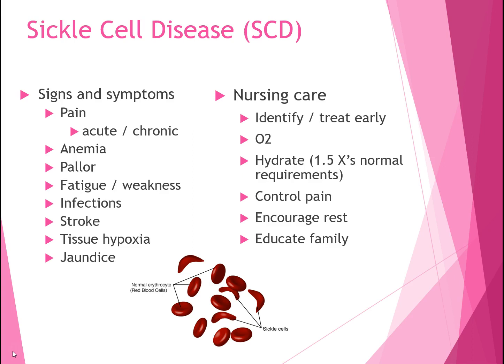Some nursing care: obviously early identification and treatment is necessary, providing O2 and hydrating them. They're going to be on fluids, controlling their pain. Again, morphine sulfate is the drug of choice when you're talking opiates. A lot of times when these kiddos come in a crisis, they're going to have them on a PCA. Encourage rest, clustering care, making sure that they rest in between care, and again, providing education for the family.